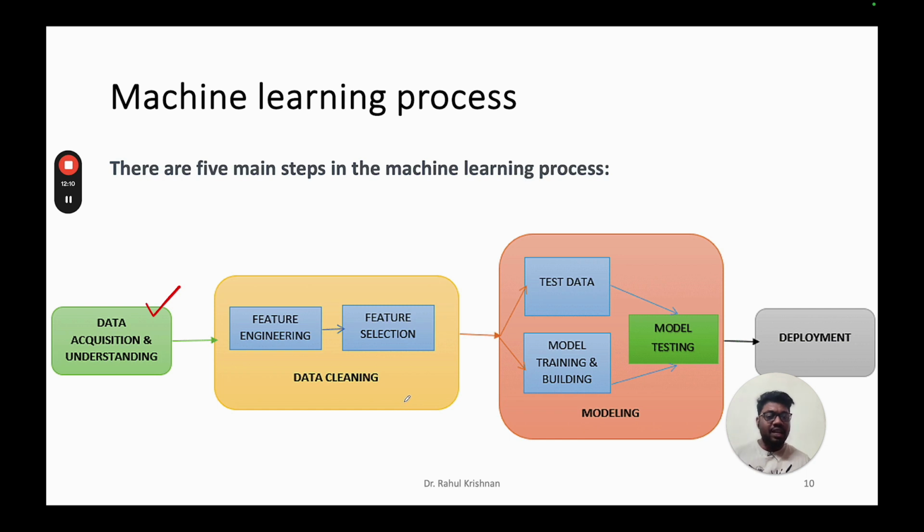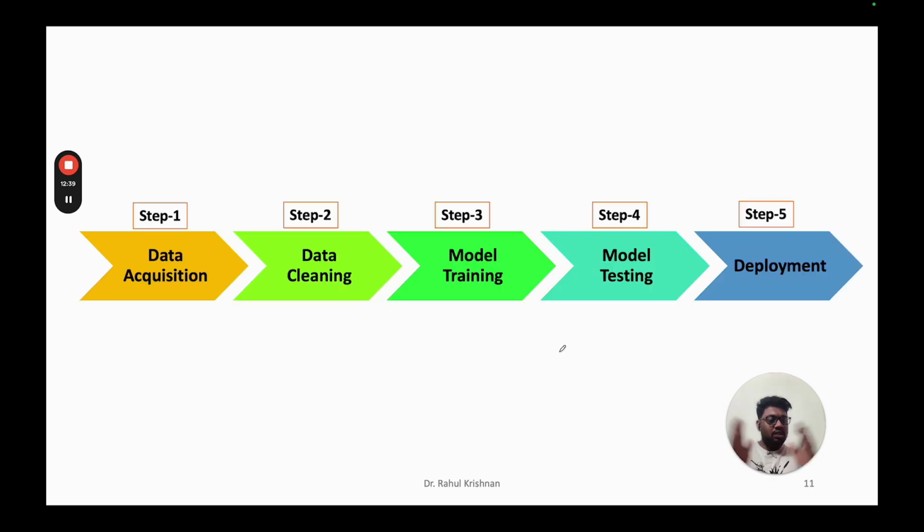We'll explain this one by one. The first one is data acquisition, the second one is data cleaning, and inside data cleaning we have two sub-sections: feature extraction and feature selection. Then the next one is modeling, where you split the data into test data and training data, and then the model testing phase. Then deployment. Okay, so we'll see one by one. So these are the 5 steps: data acquisition, data cleaning, data modeling, model testing, and then deployment of the final application.